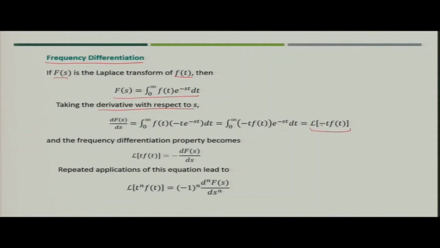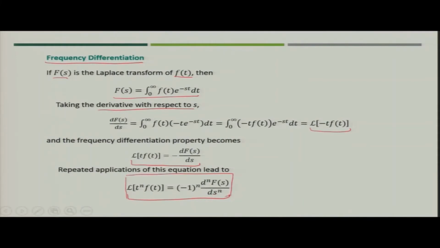So, which is nothing but the Laplace transform of the function minus t f(t). So, what you can write is that the Laplace transform of t f(t) is nothing but equal to minus the differentiation of the Laplace transform F(s) with respect to s. More generically, if you are taking the Laplace transform of t to the power n f(t), its Laplace transform would be (-1)^n d^n F(s) by ds^n.